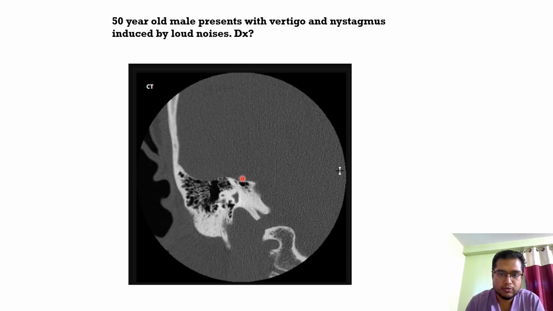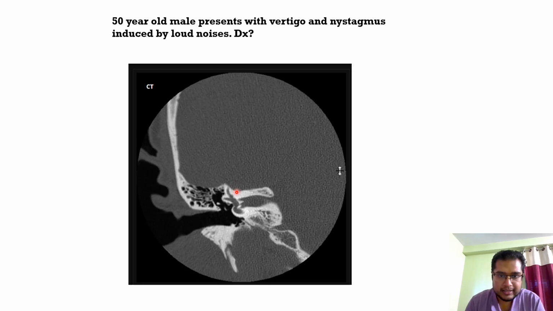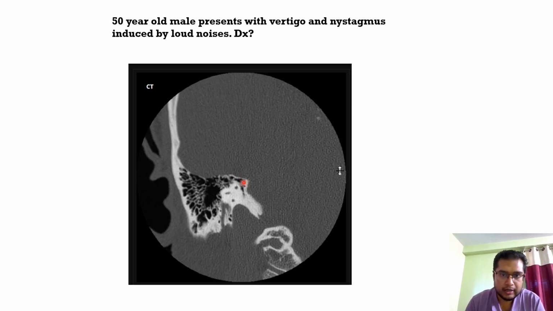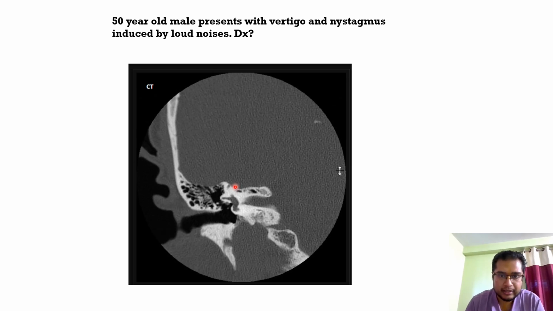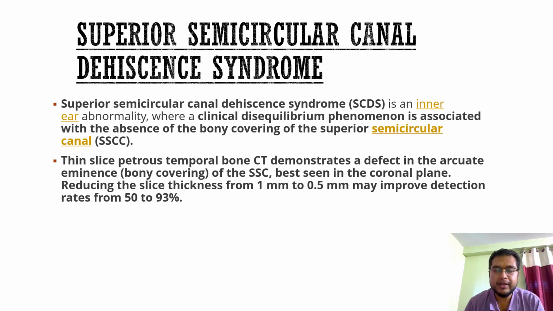You can see this is the superior semicircular canal. Now when we see this superior semicircular canal, you can see that there is no bony wall superior to this canal. The bony wall is absent superior to this superior semicircular canal, which is indicating dehiscence of the superior semicircular canal, and it is causing this particular symptom.